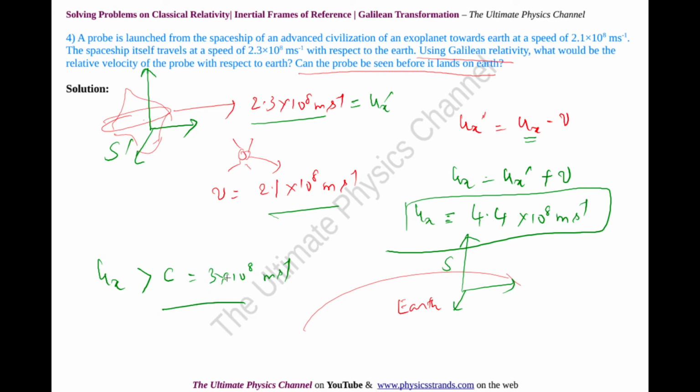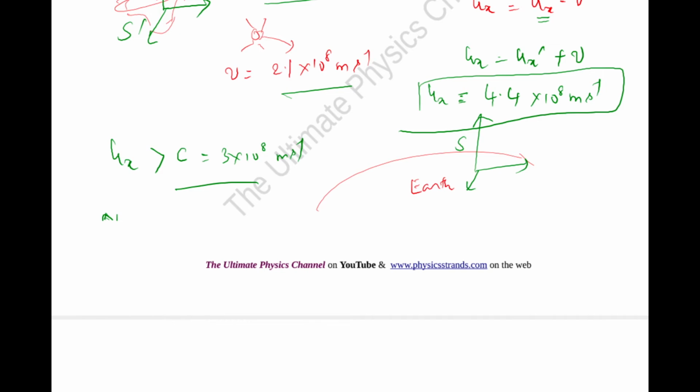Now, since it is greater than the speed of light, can the probe be seen before it lands on Earth? No, because the speed of the probe is even greater than the speed of light. So we can conclude that it is not possible for observers on the Earth to see the probe before it lands. Okay, so let's move to the next question.